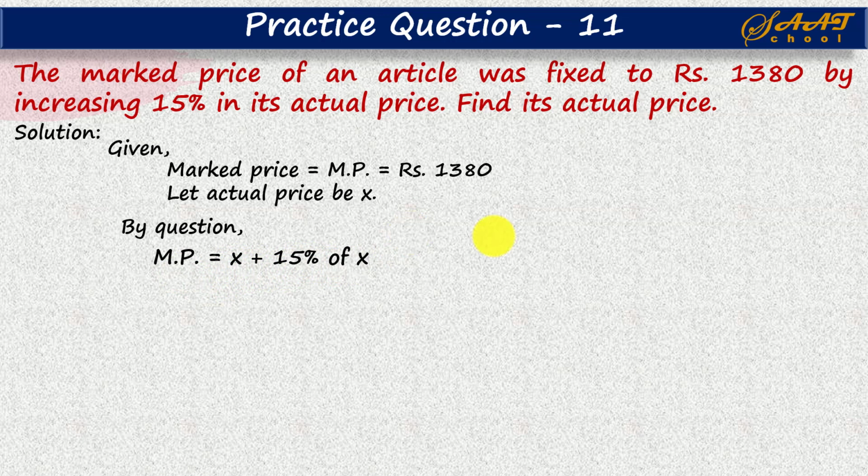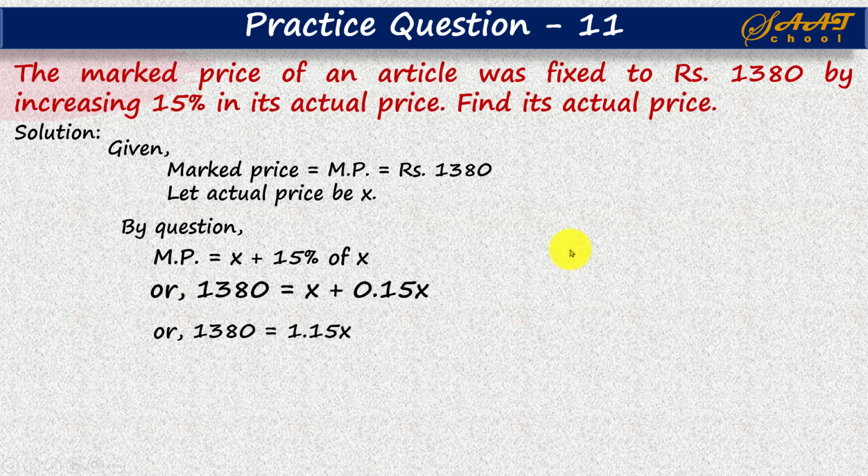And now this 15% you can write as 0.15. So here this is 1X, and you add this 0.15, which equals 1.15. Now if you divide 1380 by 1.15, that equals 1200, meaning this is the actual price. When 15% is added to this actual price, it becomes 1380. So this is the actual price of the article.